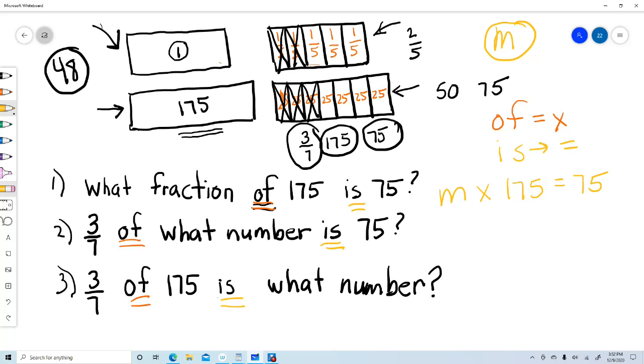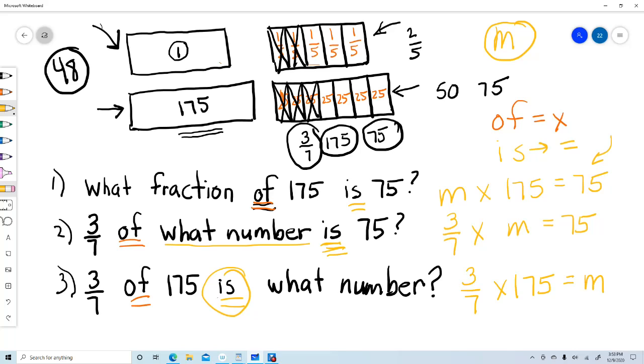In problem number 2, they give us the fraction. They say "of," that's multiplied by, and then "what number," that's my variable, and then they give me "is," that's equals, and I have the answer. So you can see the only option left is to be looking for the answer, and that's going to be m. Our last equation would look like this: 3/7 of, that's multiplied by 175. Then we come to the word "is," that means equals, and then "what number," there's my variable, m.